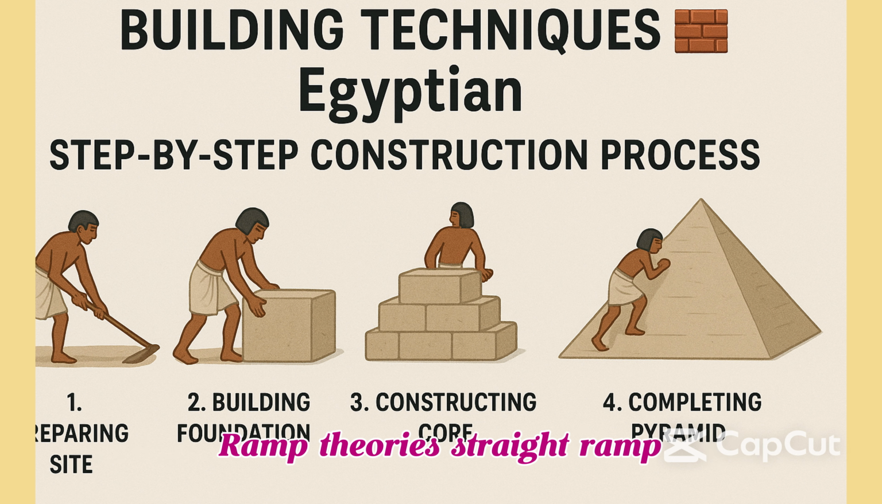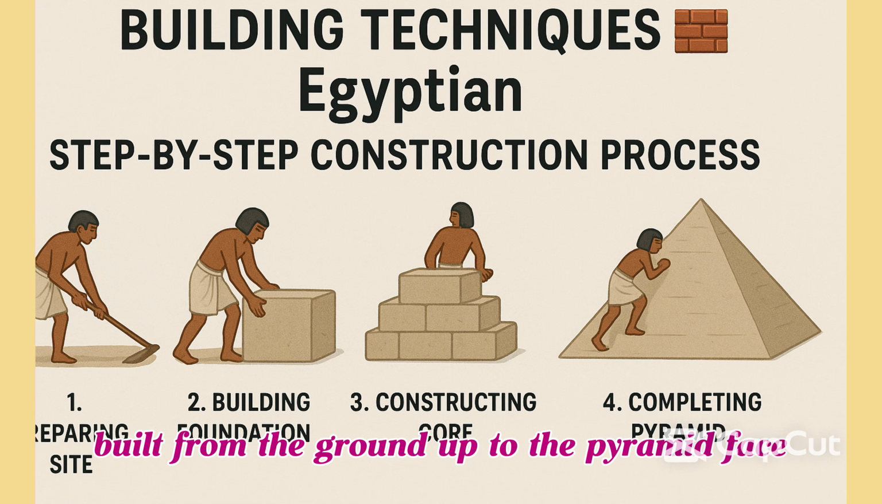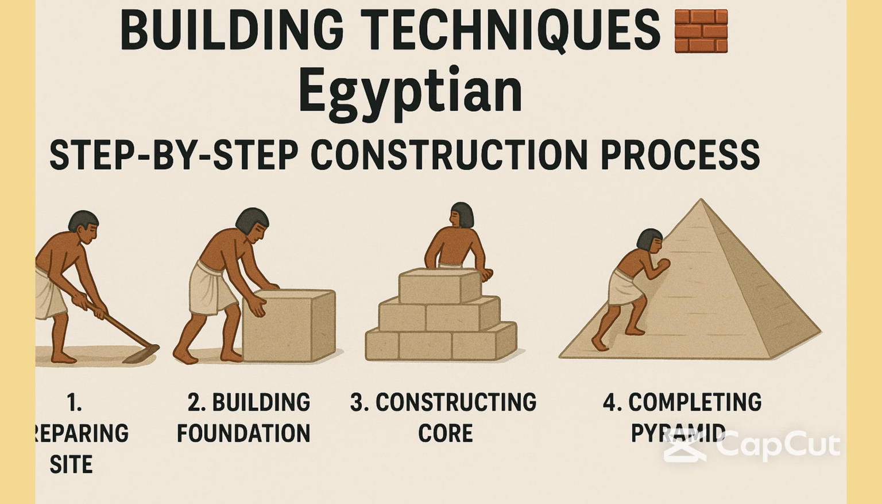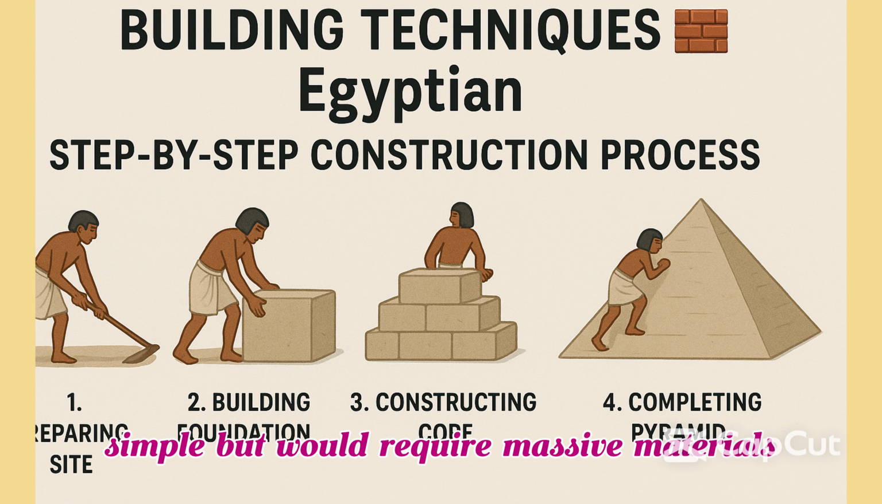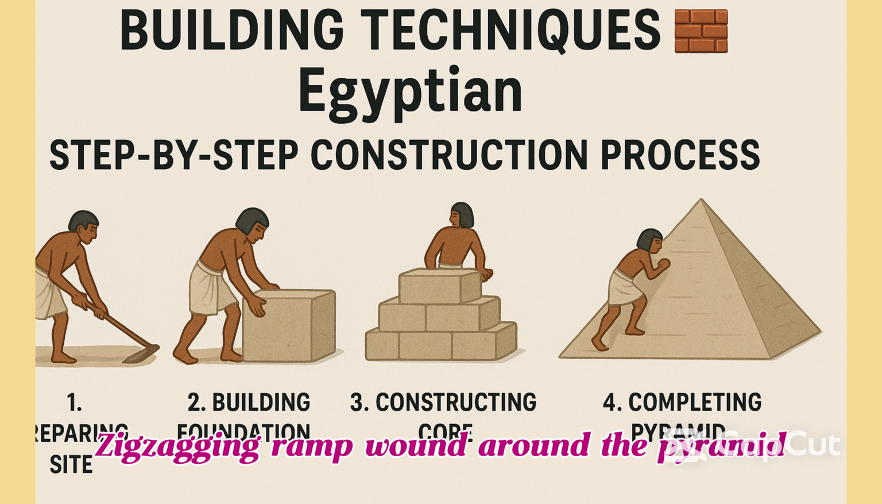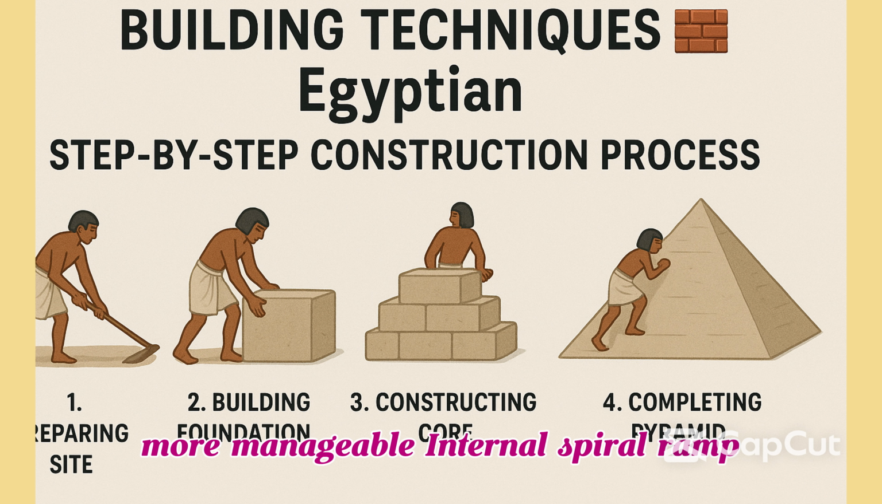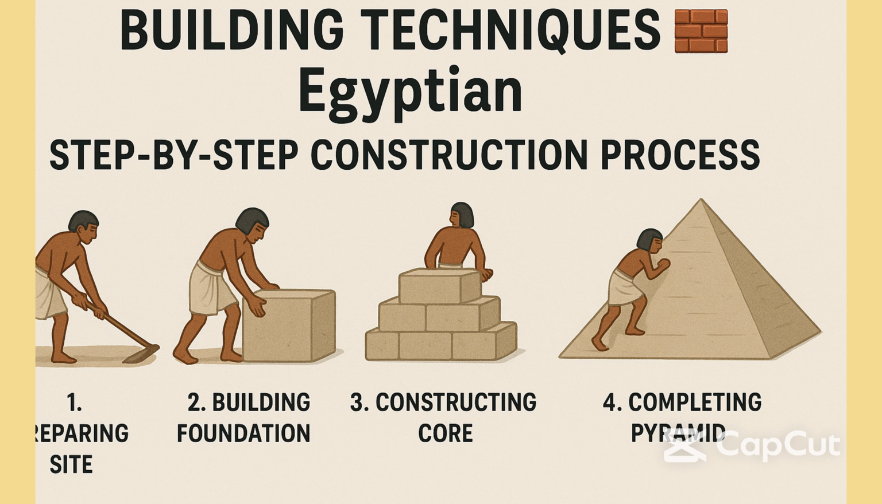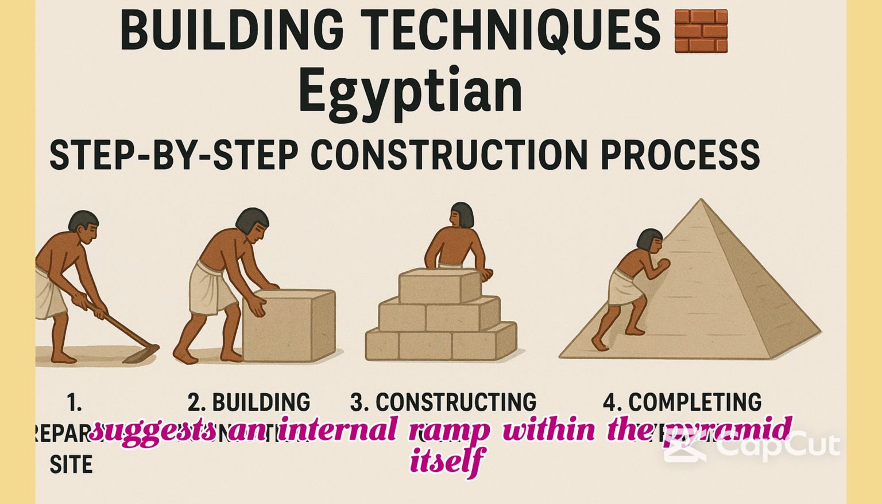Ramp theories. Straight ramp, built from the ground up to the pyramid face. Simple but would require massive materials. Zigzagging ramp, wound around the pyramid, more manageable. Internal spiral ramp: a newer theory suggests an internal ramp within the pyramid itself.